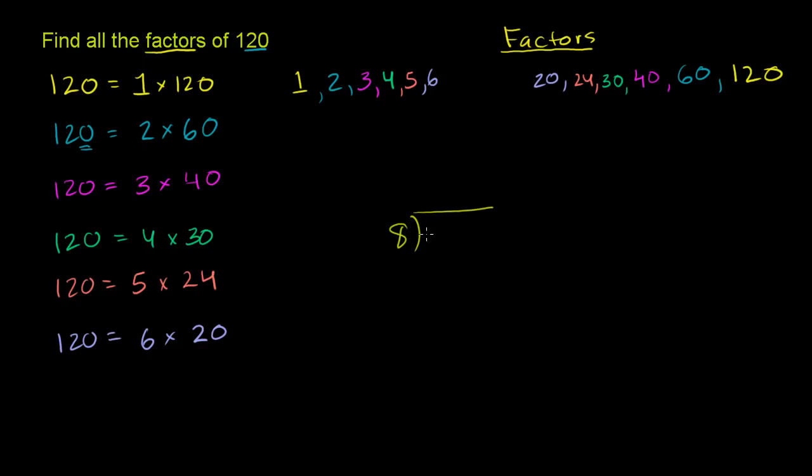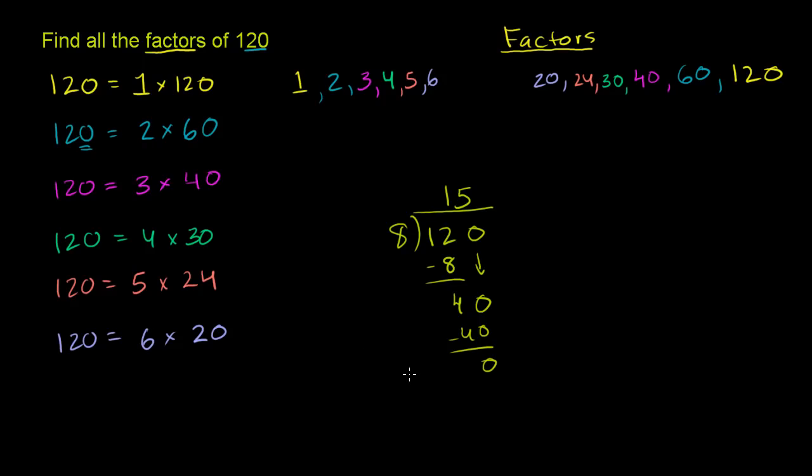Let's take 8 into 120. Let's just work it out. 8 goes into 12. It doesn't go into 1, so it goes into 12 one time. 1 times 8 is 8. Subtract there. 12 minus 8 is 4. Bring down the 0. 8 goes into 40 5 times. 5 times 8 is 40. And you're left with no remainder, so it goes in evenly.